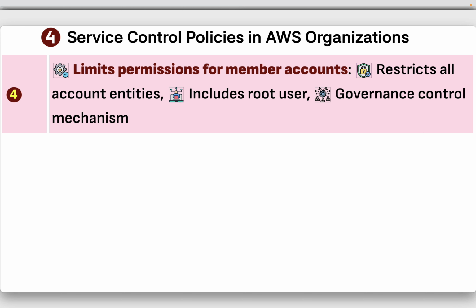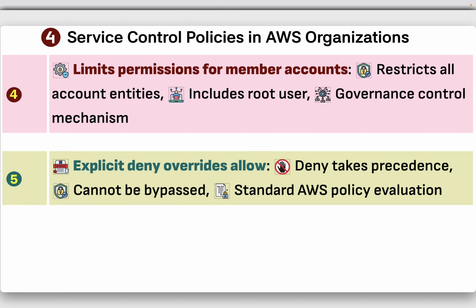So it limits permissions for member accounts. These policies limit the permissions for all entities in member accounts, including the AWS account root user. In the context of SCPs, any explicit deny within these policies will override permissions that are allowed. So same repeated theme, deny takes precedence.